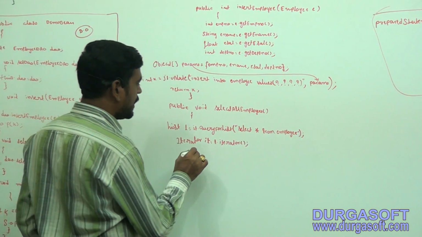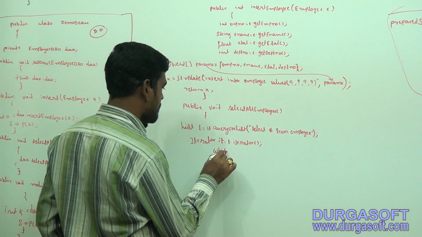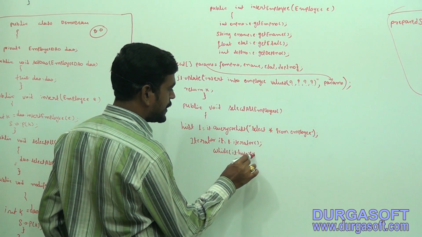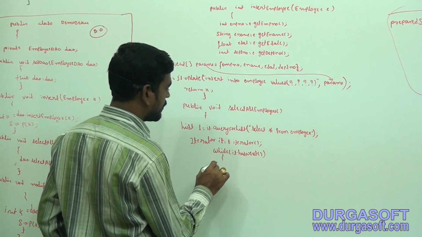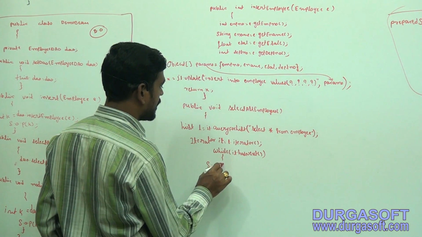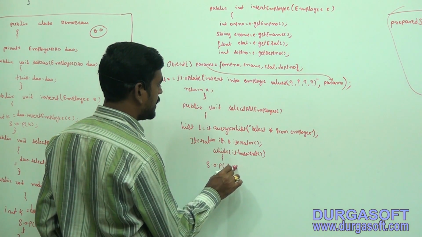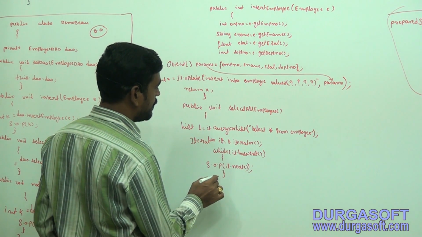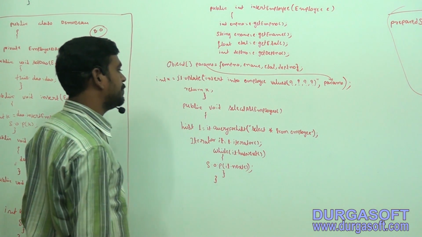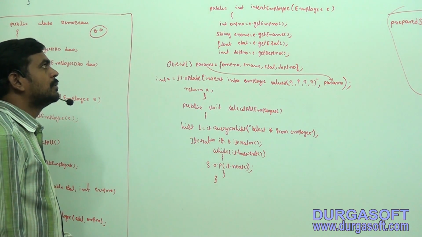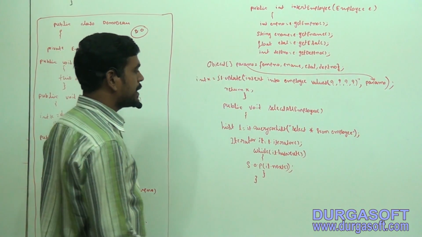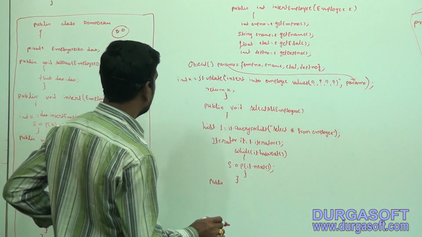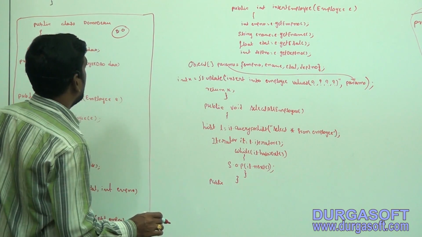Then next, while it.hasNext(), System.out.println(it.next()). Close the while loop, close the method. The next one more method is there, that is public int updateEmployee.